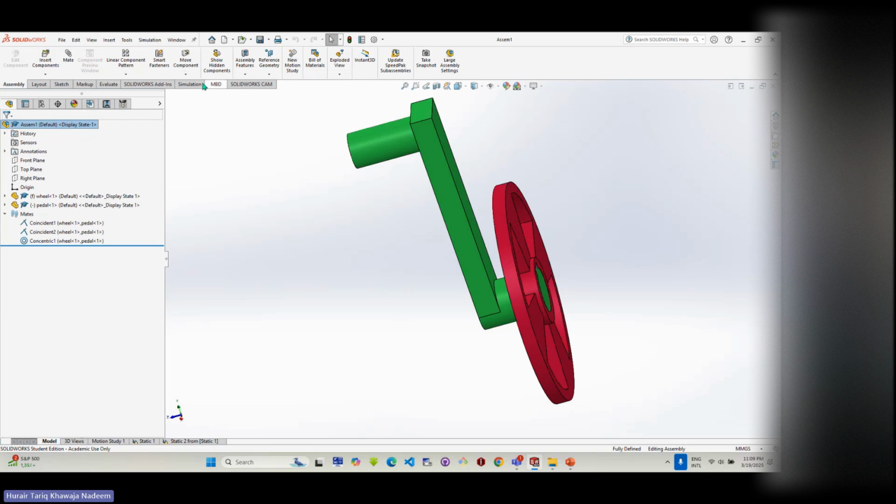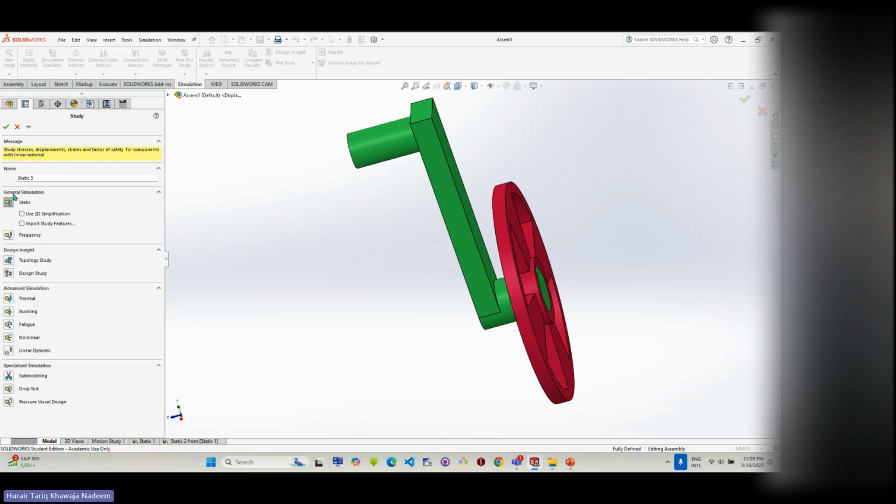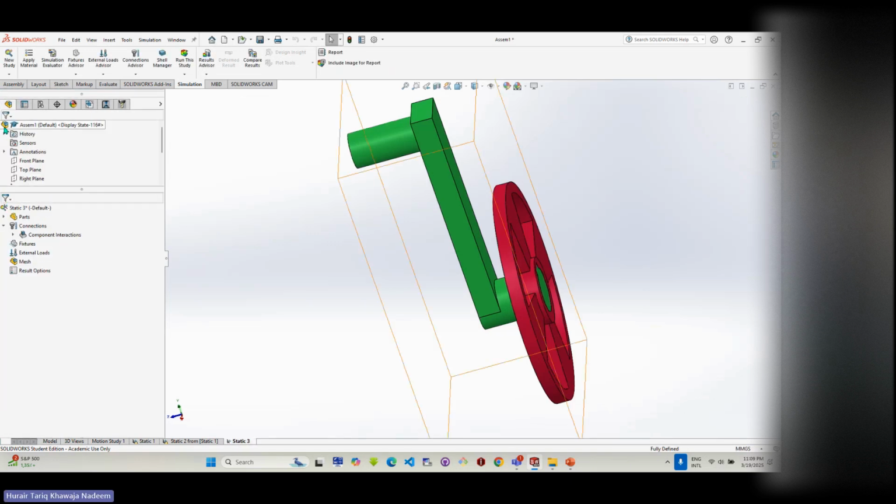So what I'll do, I will again go to simulation, new study, again go to static. Okay, and then this is my part. Now I have got 2 parts.